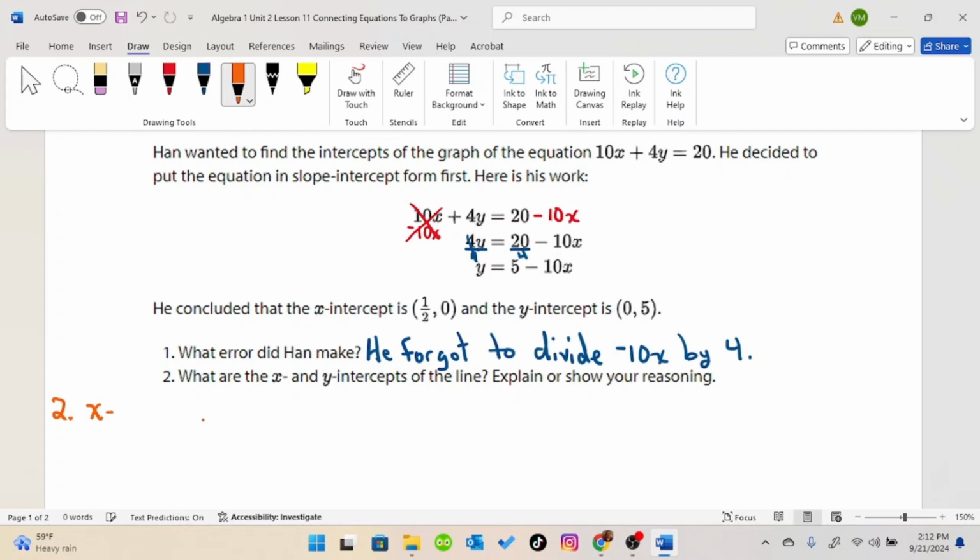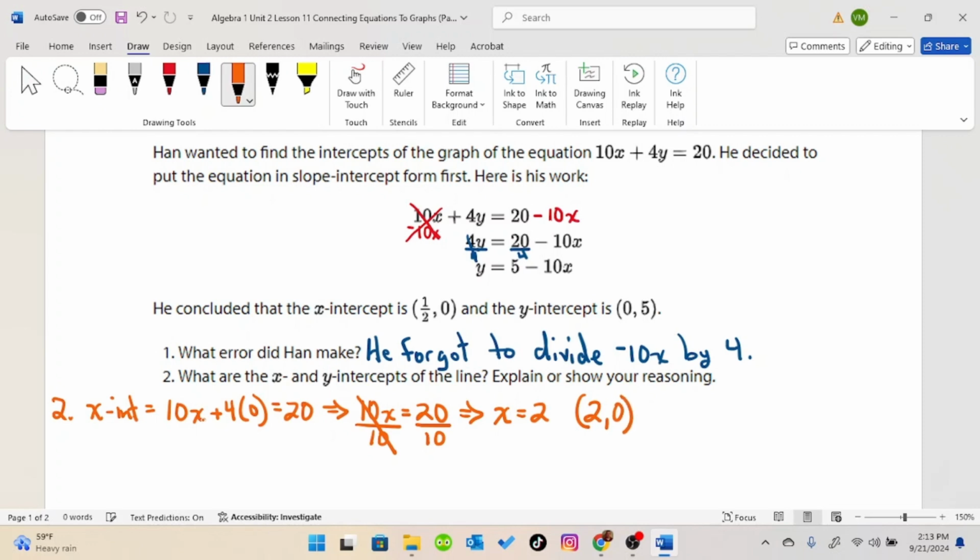to find the x-intercept, you're going to let y be 0. So you would have 10x plus 4 times 0 equals 20. Now 4 times 0 is 0. So you have 10x equals 20. You divide both sides by 10. This gets rid of it on the left. And you have x equals 2. So your x-intercept is (2, 0).